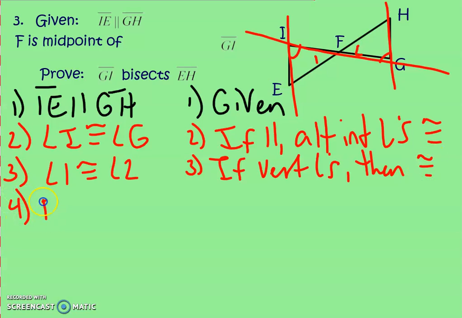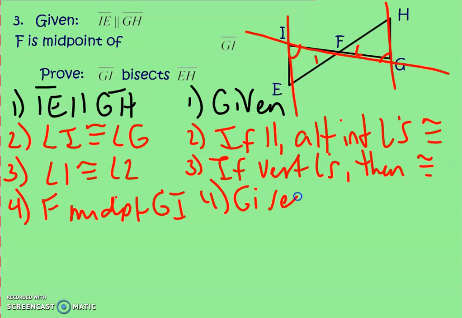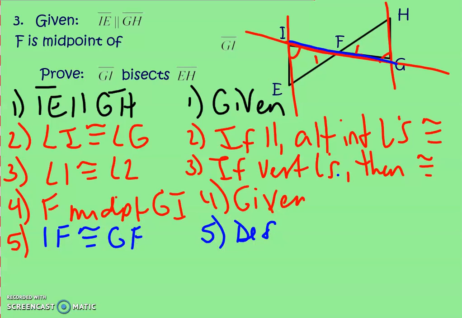We are given that F is the midpoint of GI. So that's another given statement. Notice I'm listing mine separately because I'm using them separately. So find GI. So that would be this segment here. And if we bisect that, that means that IF would be congruent to GF using the definition for midpoint.